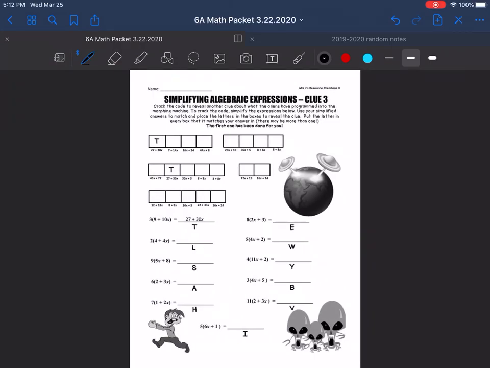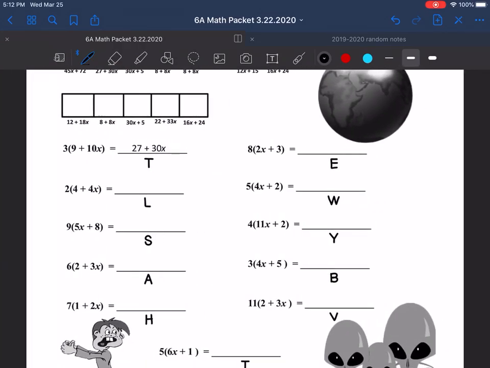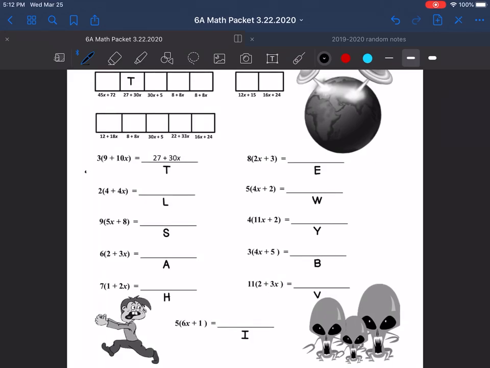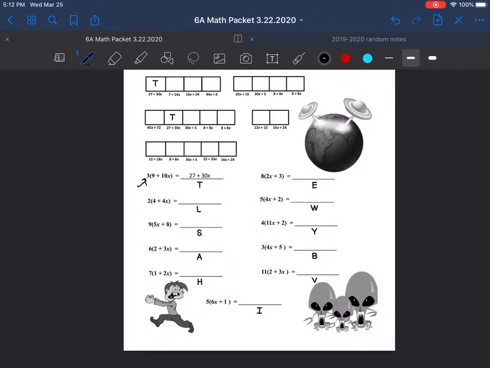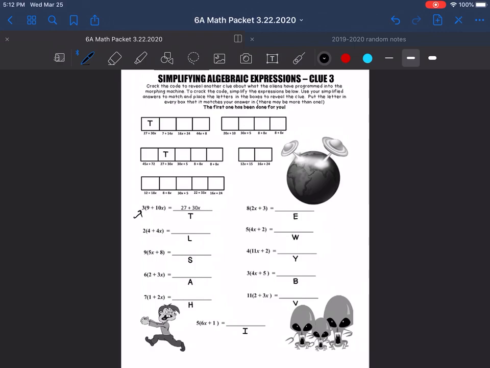Let's take a look at the next page. So now we are solving expressions. This you should see right here when I have a number outside of the parentheses being multiplied by something inside parentheses. This is the distributive property. Hopefully you remember that.